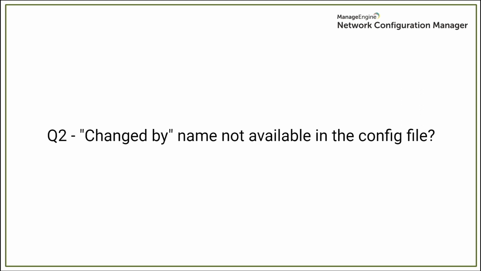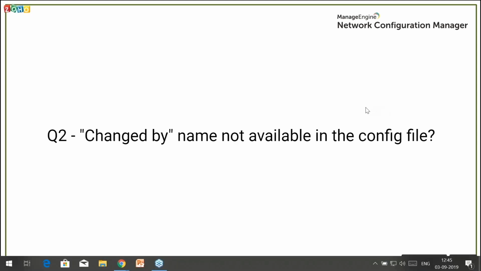And the second question is, changed by name not available in the configuration file. In Network Configuration Manager, we have some limitation in getting the changed by information from the devices. We are using the syslog messages to get the changed by name. If the device is backed up through a scheduled backup or a manual backup, in this case we will not be able to get the changed by information. So if you back up the device using a scheduled backup or a manual backup, Network Configuration Manager fails to get the changed by information.